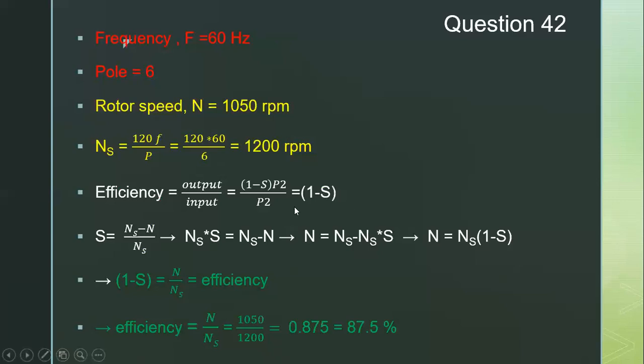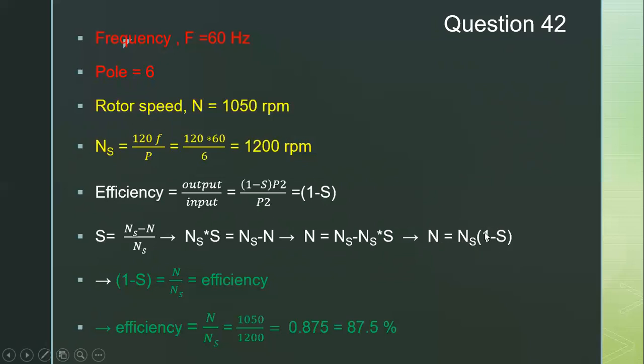Here slip is not given, so there is an equation for the slip. What is the equation for the slip? It is ns minus n divided by ns. When cross multiplying, ns into s is equal to ns minus n. Then n moves to the left side and ns into s moves to the right side, where it becomes negative. So n is equal to ns minus ns into s. Taking ns as common, n is equal to ns into (1 minus s).